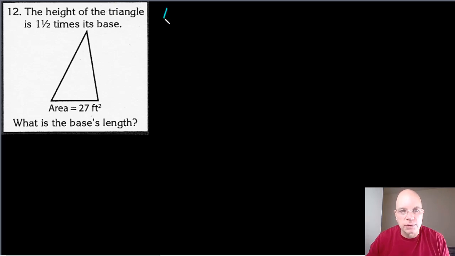So we'll start the same way we would start any of these problems, by writing the area formula for a triangle. Area equals 1/2 multiplied by the base multiplied by the height. And then we'll substitute in the area because we're given the area is 27. That's all we know. Well, we do know a relationship between the base and the height, and that'll be handy later. But first, there's a way to simplify this equation.